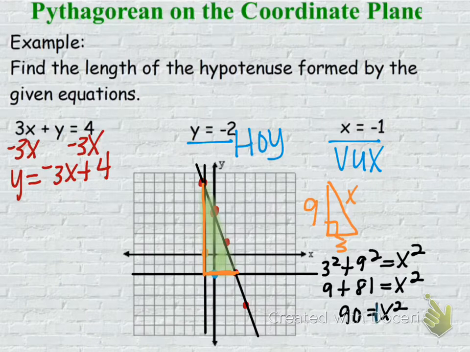And now I'm going to take the square root of that. That breaks down into 9 times 10. Okay, my perfect square is 9. So this is going to be 3 square root of 10.